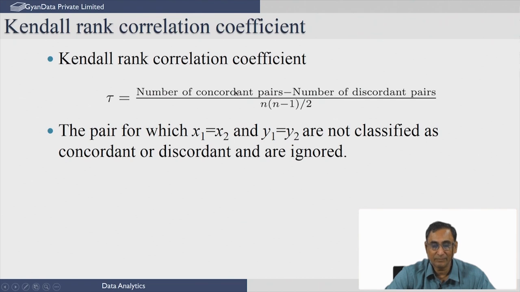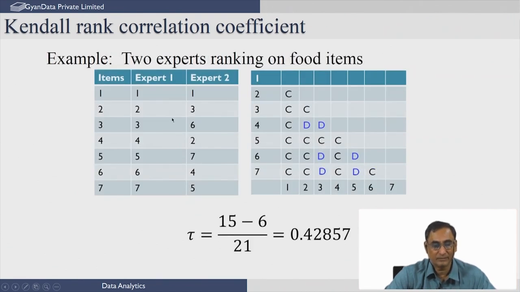Once we have the number of concordant pairs and the number of discordant pairs, we take the difference between them and divide by n into n minus 1 by 2, and that is called Kendall's tau. We can take an example here with 7 observations, let us say 7 different wines or tea or coffee, and there are 2 experts who rank the taste on a scale of 1 to 10. For the first, expert 1 gives it a rank of 1 and expert 2 also ranks it 1. For the second one, expert 1 ranks it 2, while expert 2 gives it a value of 3, and so on for the 7 different types.